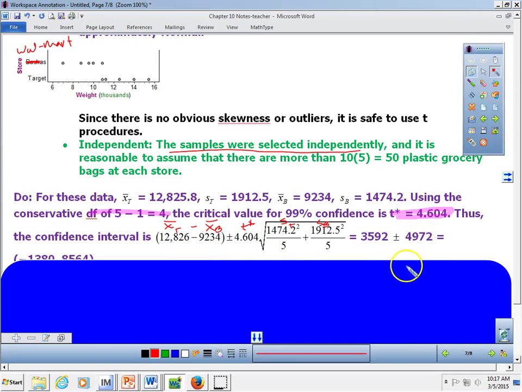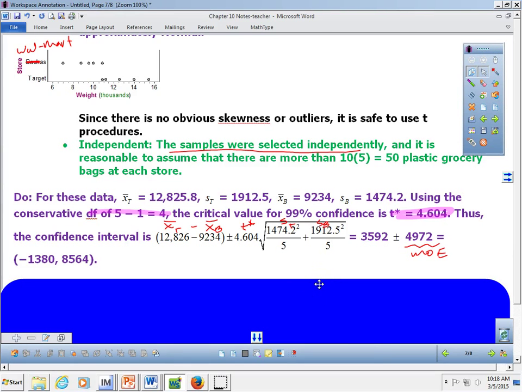And so we have our interval here. It's going to be 3,592 plus or minus, and again, this is our margin of error. Okay? Which gets us to an actual interval of negative 1380 to 8564. So think about what that means, right? The difference in the weights that are required to rip a bag from Target and Walmart, right? The difference could be negative 1380.